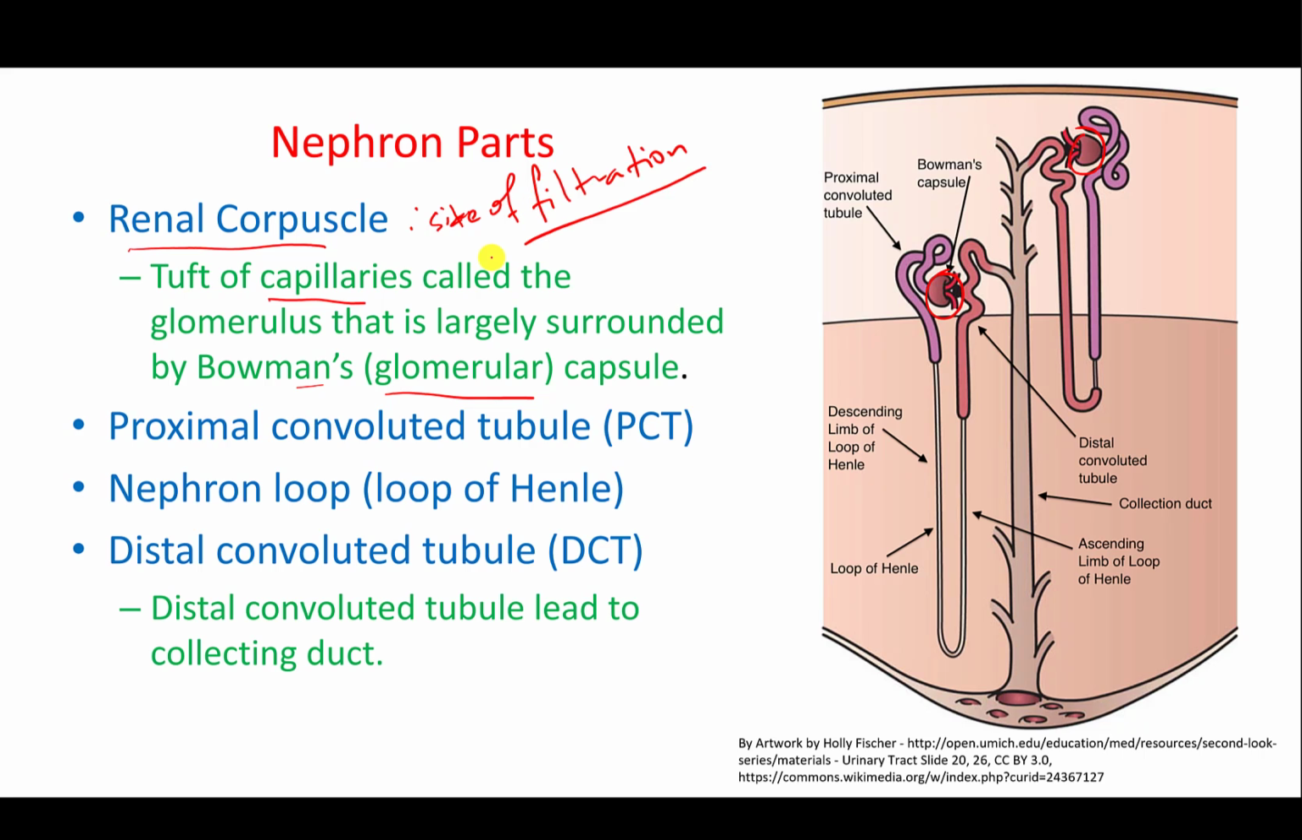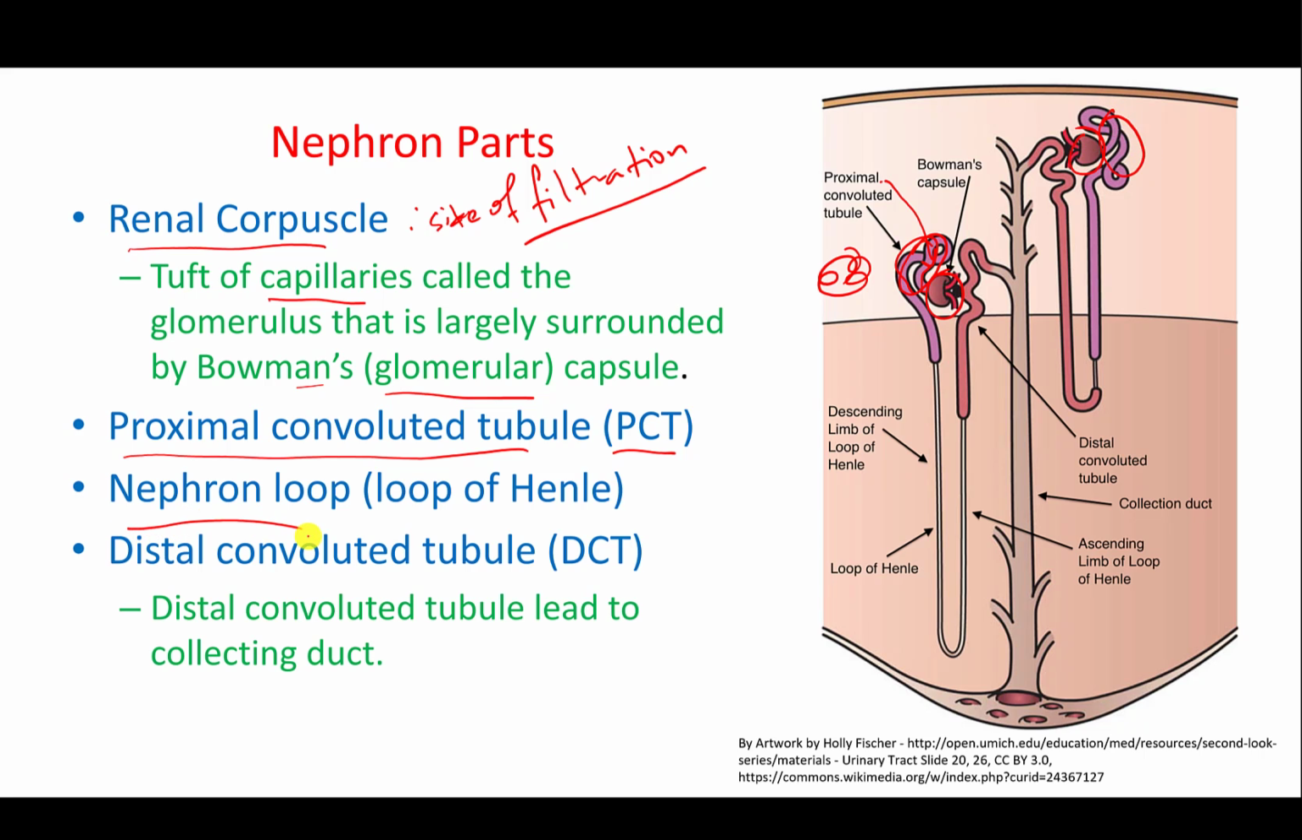Then from the renal corpuscle, we have something called the proximal convoluted tubule. Proximal because it's close to the corpuscle, and convoluted because it wraps around itself. So here, this is the proximal convoluted tubule, or the PCT. This is the PCT in the cortical nephrons.